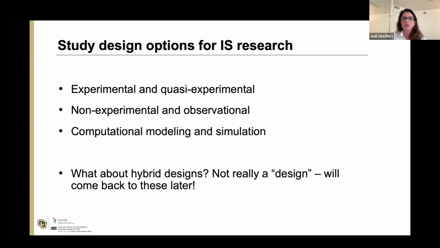So study design options for implementation science research include lots of choices. So there's experimental, quasi-experimental, non-experimental, observational, and I don't know a lot about this personally, but computational modeling and simulation, and those are things that are increasingly occurring, and they are a way to do a design to look at outcomes. So I'm going to cover them very briefly, but that's not something I've done personally.